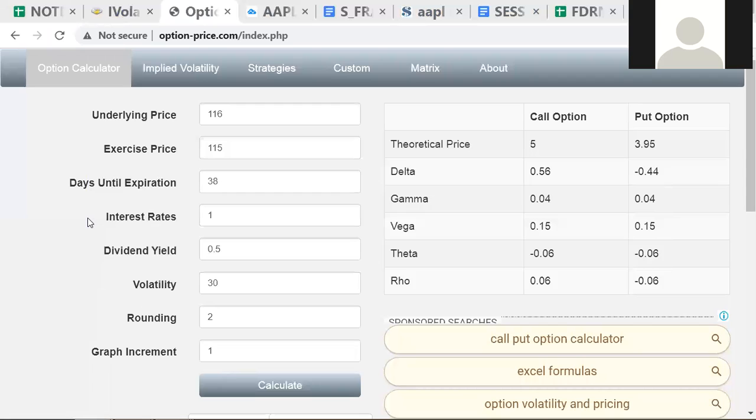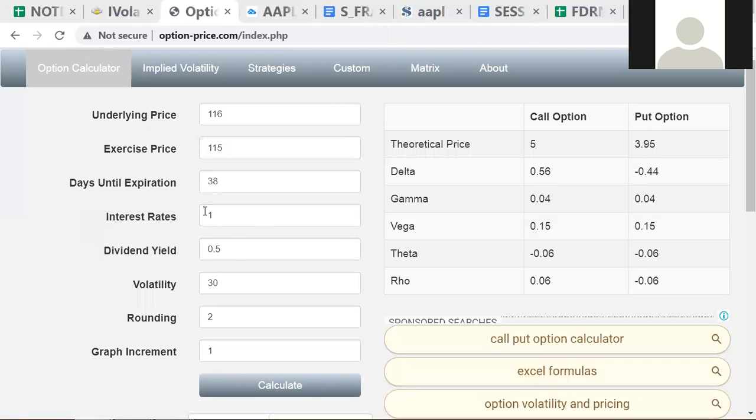We'll start with anybody who has a technical question. I'll stop the video recording. Yes, sir. About the other values, how do we get them, like interest rates, dividend yield, rounding, and graph increment? Dividend, interest rate and dividend yield.